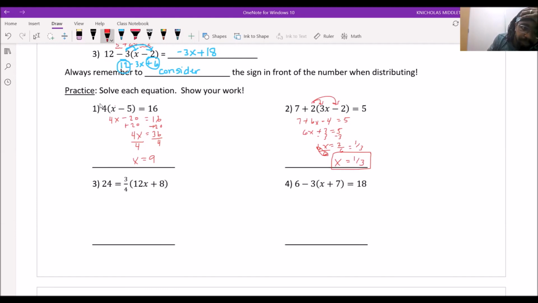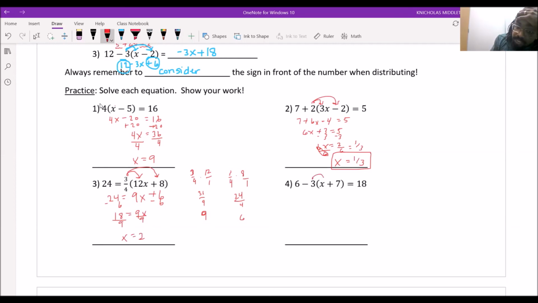Number 3, we've got on this side to distribute 3/4 to these numbers. So 3/4 times 12. And when I multiply a fraction by a whole number, I like to make the whole number a fraction over 1. So we have 36 over 4, which is 9. So here we'll have 9x. 3/4 times 8. 24 over 4 simplifies to give us 6, plus 6. Okay, and so now we're going through and solving. Subtract 6 from both sides. We get 9x equals 18, or 18 equals 9x. Divide by 9, and 18 divided by 9 should give us 2.